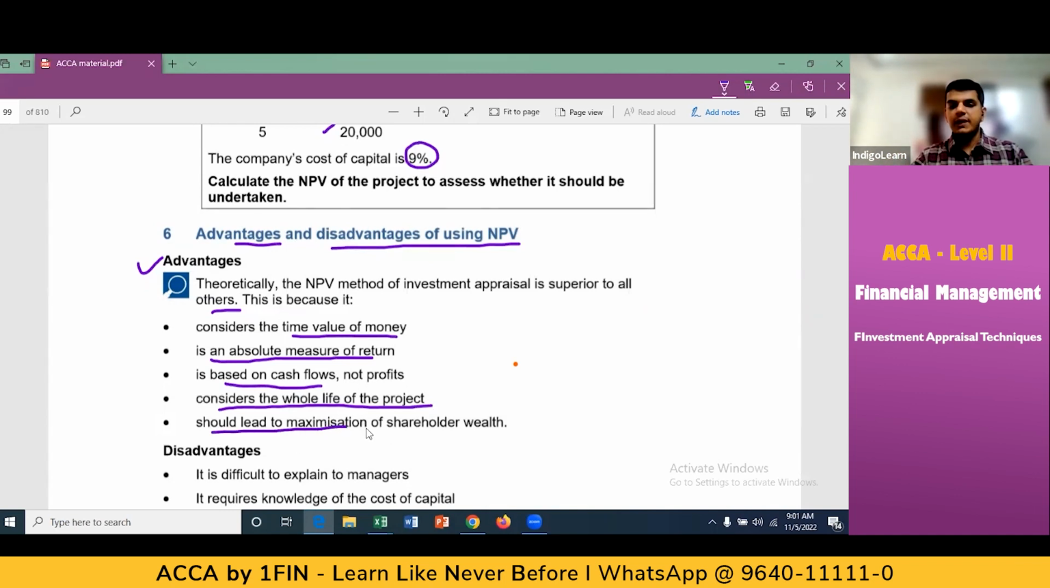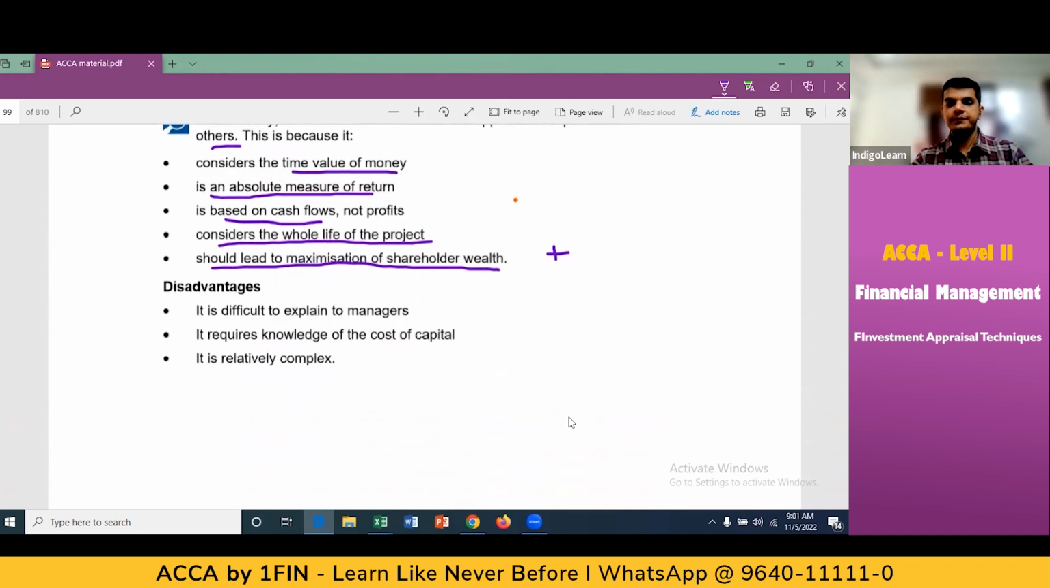NPV should lead to maximization of the shareholders' wealth because if we have positive NPV, that will have a direct positive impact on the shareholders' wealth, and it will show that their wealth will increase in cash terms if we invest in this particular project. It is not just a dummy number like ROCE or payback. It's an actual positive thing that will be added to the shareholders' wealth.